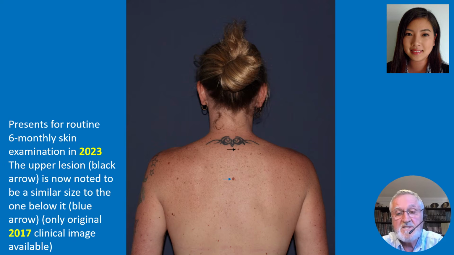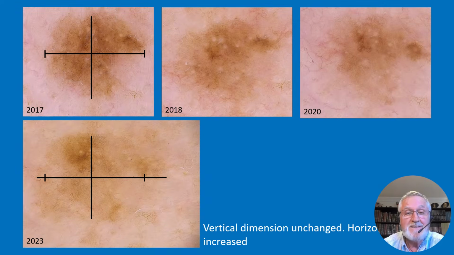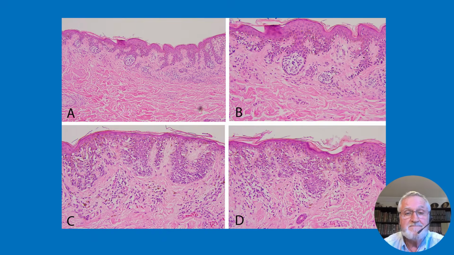When my nurse, Christine Lee, examined her with me, as we always do together, she starts at the back, I start at the front. And she noticed that this lesion, marked by the black arrow just under the tattoo, was now as big as the lesion below it, marked by the blue arrow. Now, I didn't take a clinical photo at the time, I wish I had, but that lesion now was as big as the one below it. So we took another dermatoscopic image, and it had changed significantly. So we excised it, and it was a melanoma in situ arising in a nevus.